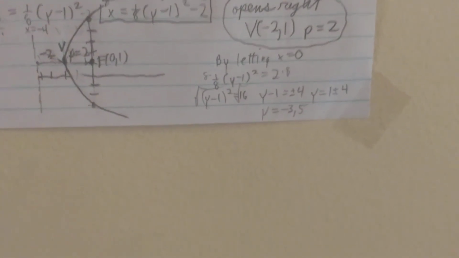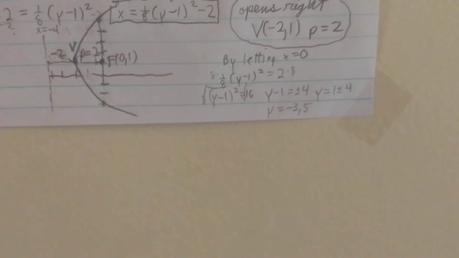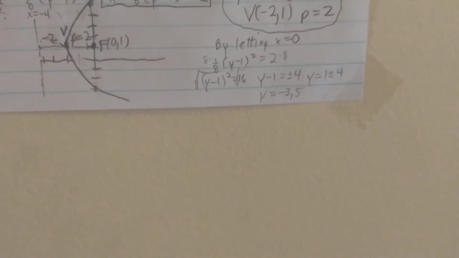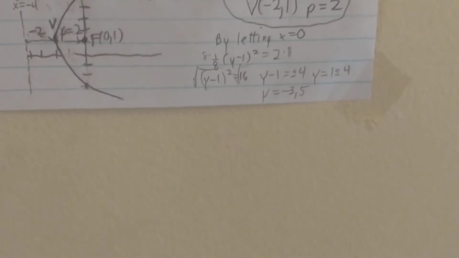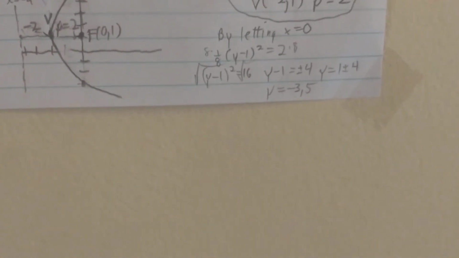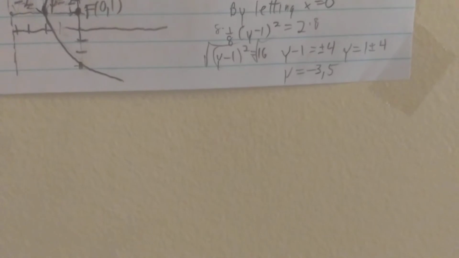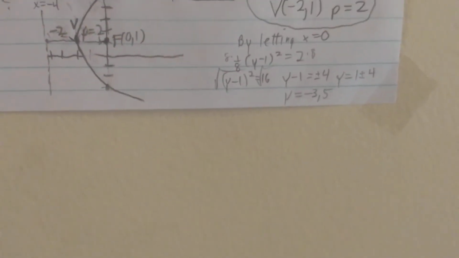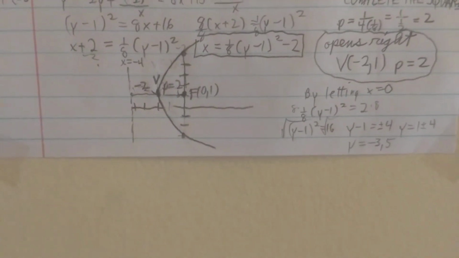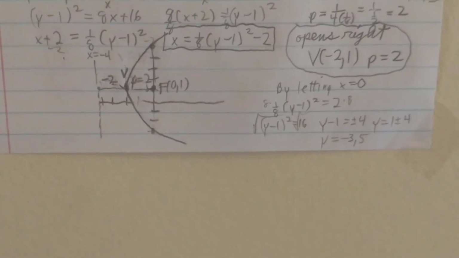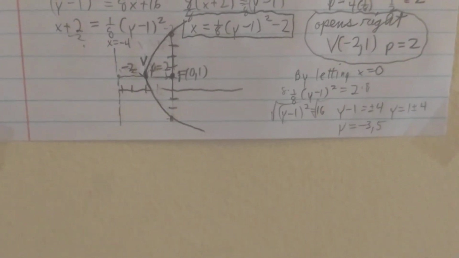Now, by letting x equal 0, we can get exact crossings on the y-axis. So 8 times 1/8 y minus 1 squared equals 2 times 8, multiplying both sides times 8. Y minus 1 squared, square root, equals 16 square root. So y minus 1 equals plus or minus 4, y equals 1 plus or minus 4, y equals negative 3, where the parabola crosses at 0, negative 3, and 5, where the upper part of it crosses at 0, 5.